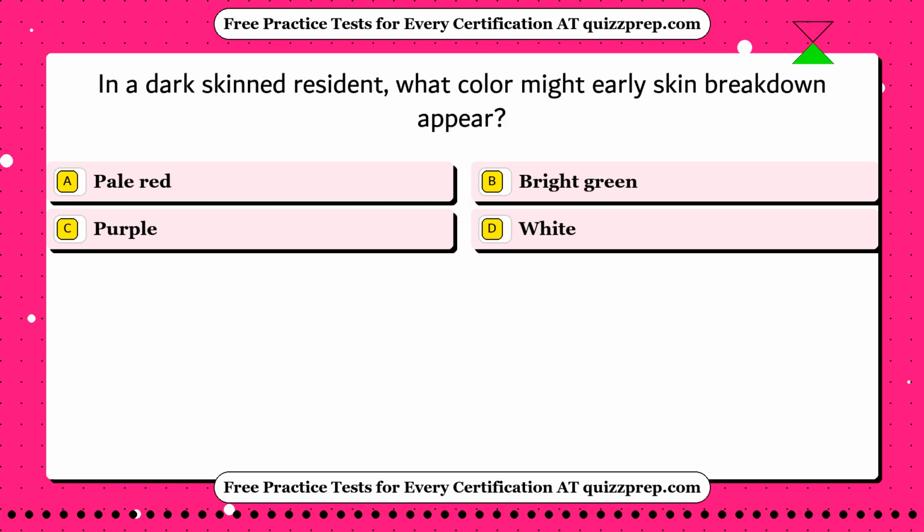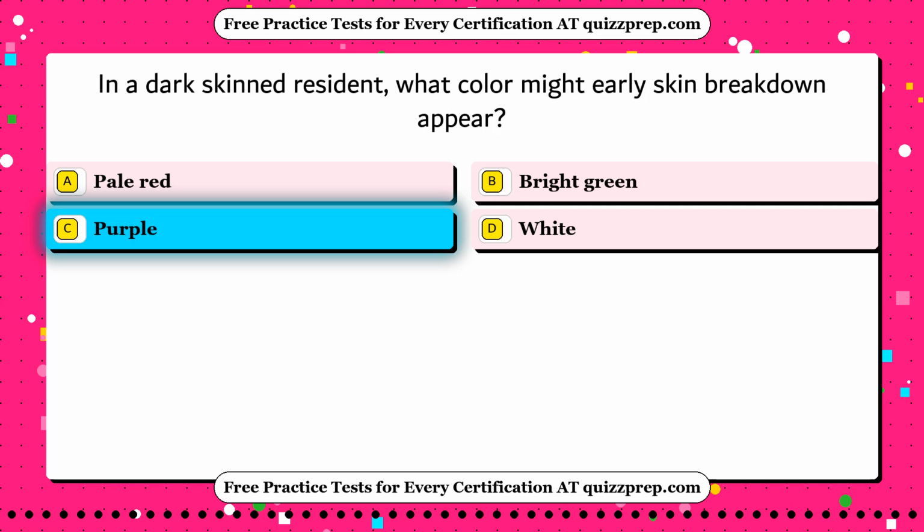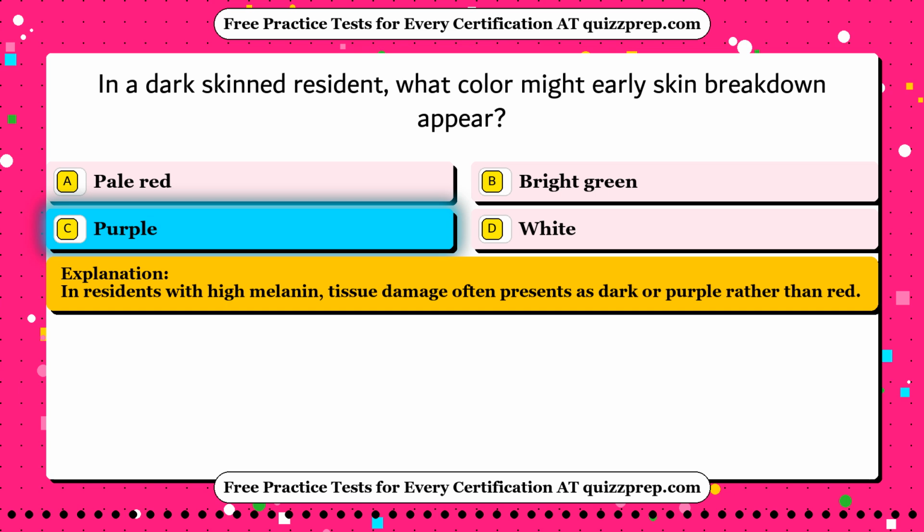Question 138. In a dark-skinned resident, what color might early skin breakdown appear? Option A. Pale red. Option B. Bright green. Option C. Purple. Option D. White. The correct answer is option C. Purple. In residents with high melanin, tissue damage often presents as dark or purple rather than red.